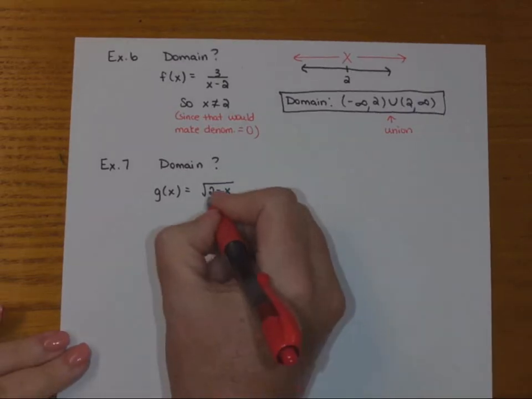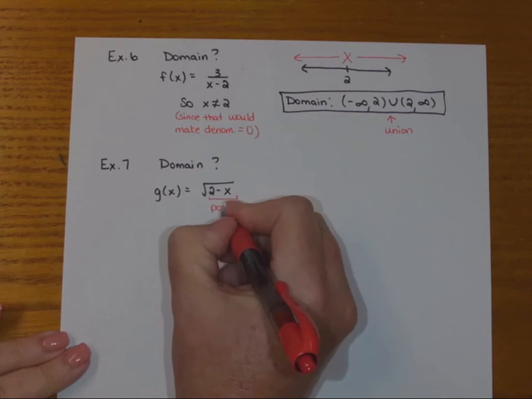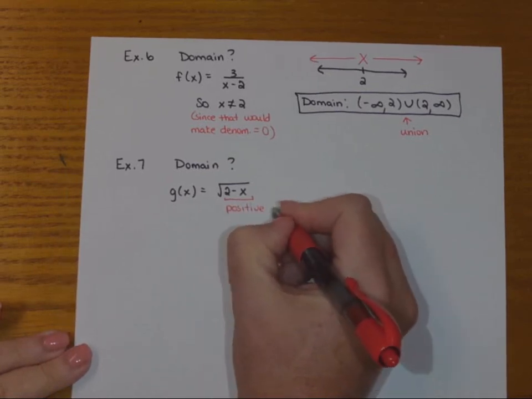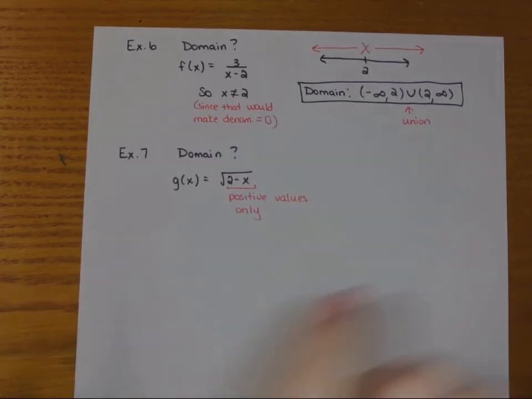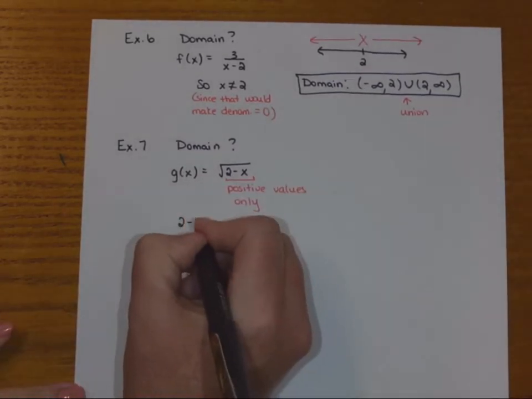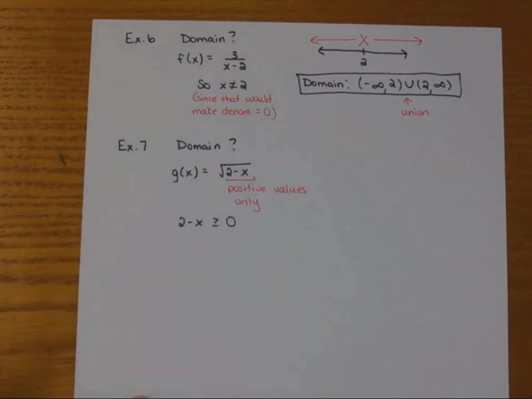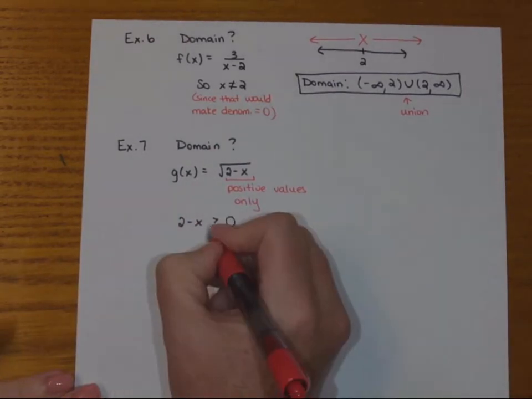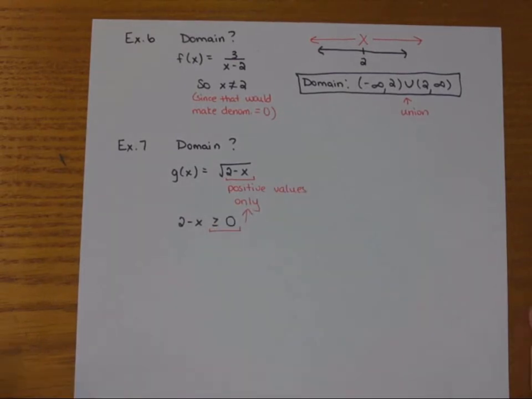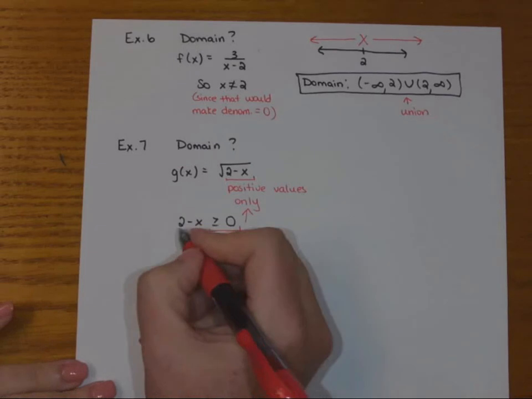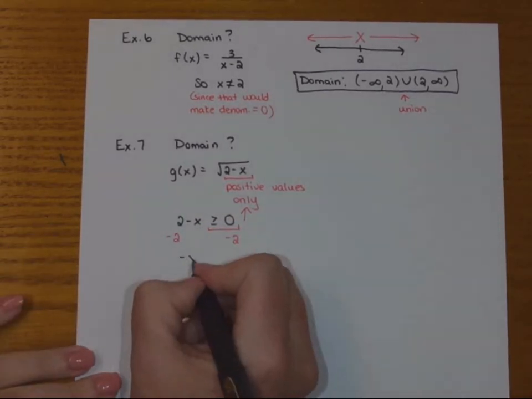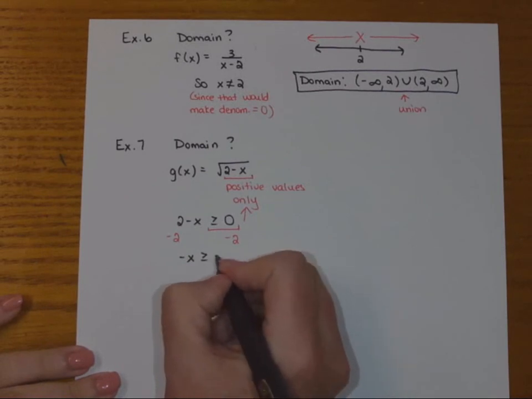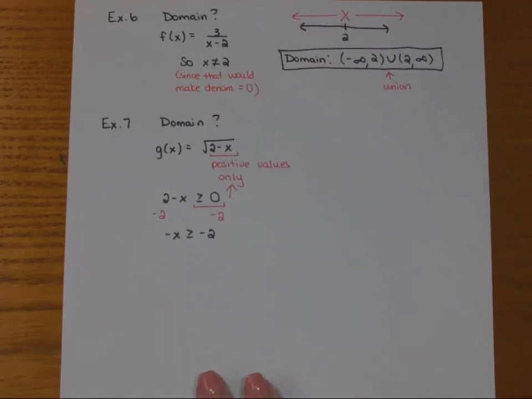Notice I really want this to be a positive value. So I'm going to say I really want this to be positive values only. In other words, I want what's under the square root to be greater than or equal to 0. Greater than or equal to 0 means positive values only. So now if I want to know what x is, I would subtract 2 from both sides. Remember, everything keeps the sign that's in front of it, so this would look like negative x is greater than negative 2.